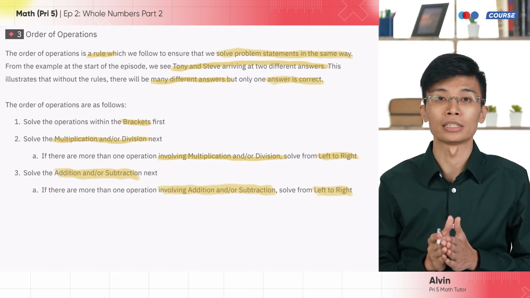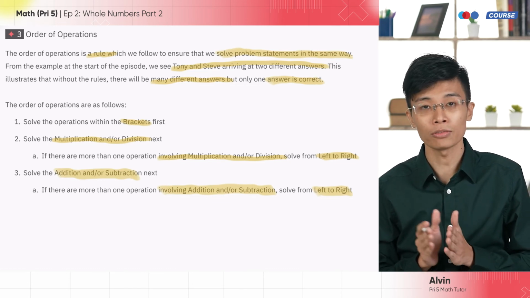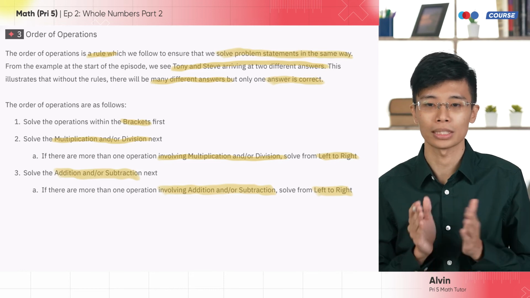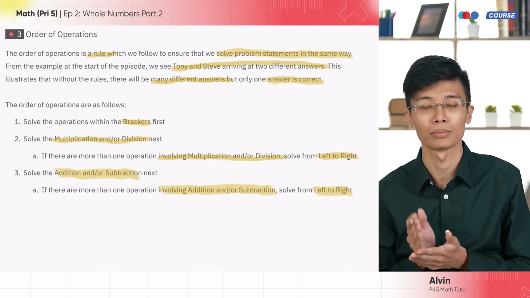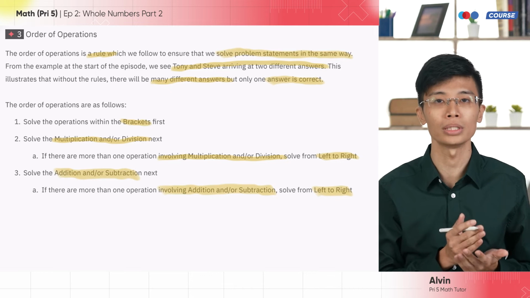So there could be a reason why Steve got the correct answer in the beginning, because he did the multiplication first before the addition, as opposed to Tony, who did the addition.